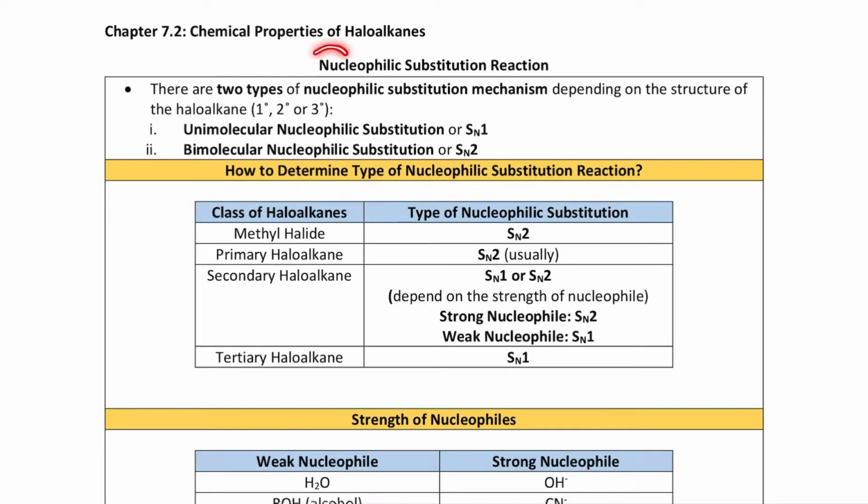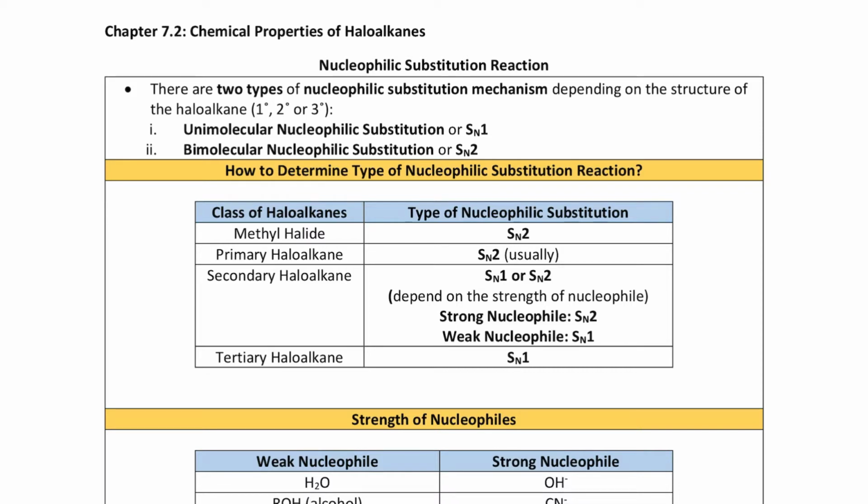Okay, so first kita tengok nucleophilic substitution reaction. Okay, there are two types of nucleophilic substitution mechanism depending on the structure of the haloalkane. Okay, so before this kita dah belajar banyak reaction yang involving nucleophilic substitution. Okay, tapi dalam mekanisme dia ada dua jenis mekanisme of nucleophilic substitution dan mekanisme itu bergantung kepada struktur haloalkane. That means haloalkane tu primary ke, secondary ke, tertiary mempengaruhi type of nucleophilic substitution.